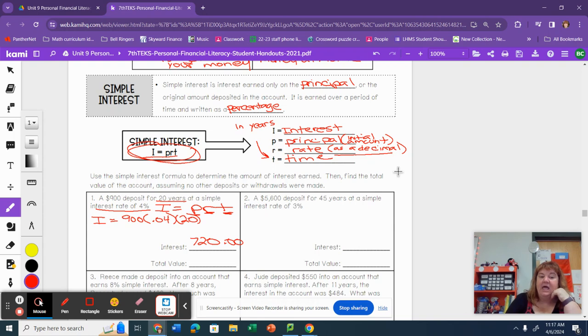Okay. Now, how much will I have in the account now? Well, I have to add those two together. That's pretty good interest there. Look at that. Just for leaving $900 in an account for 20 years, now I have 900 plus 720. I have $1,620. It's like someone just gave you $720. That's kind of cool, right?